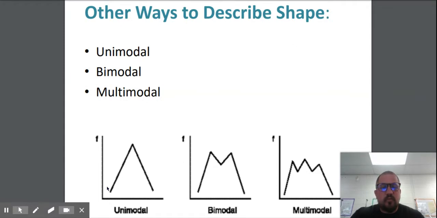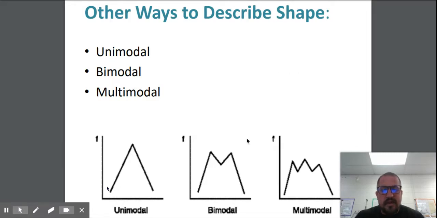Unimodal means you have one mode, which means basically you have not much data at all to the left and right, and you have one big clump of data in the middle. So maybe if you went from 0 to 10 goals scored, maybe the team scored 5 goals almost every game. That would be unimodal.